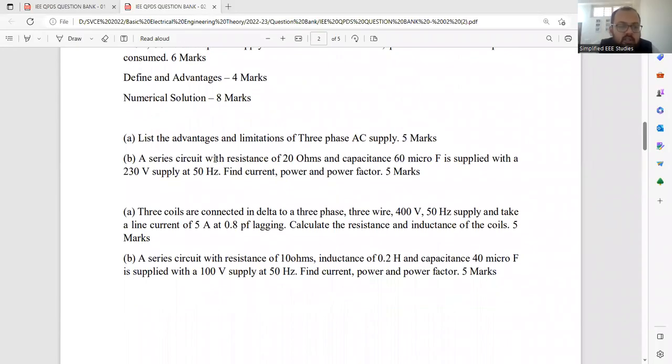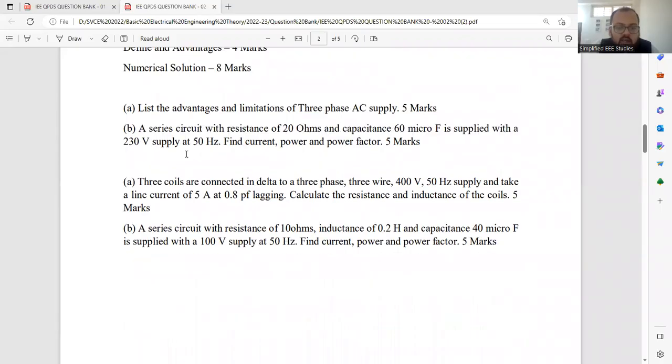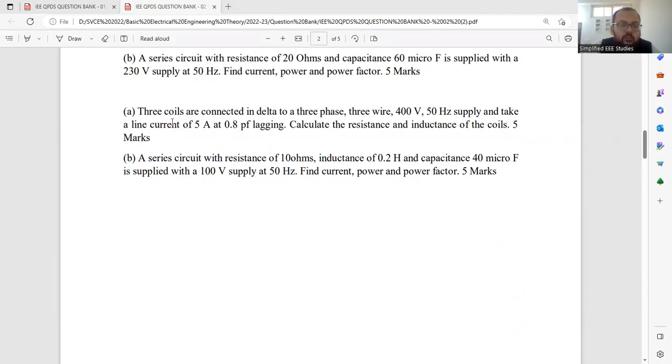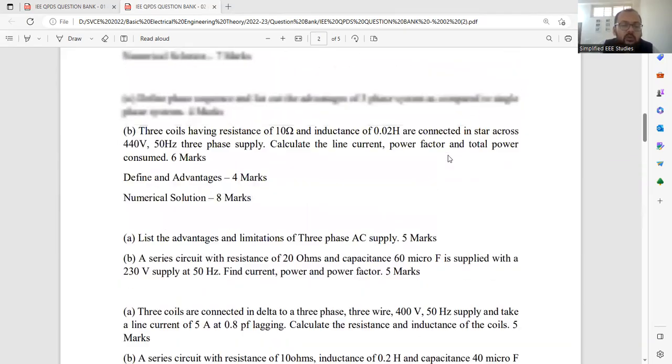Another important question is, list the advantages and setbacks of three-phase AC supply. So 3+2: advantages for 3 marks, disadvantages for 2 marks. Similarly, you will get a problem related to the RC circuit, which is similar to the previous RL and RLC circuits. Another important question from three-phase, which we have just done, if you follow that, you can get the answer. Another one is the RLC circuit. You have to calculate current I is equal to V by Z, power VI cos phi, power factor R by Z. So use the basic formula and you can easily compute. Fine. So these are the questions from module 2.